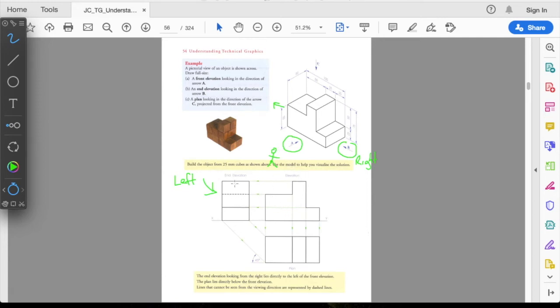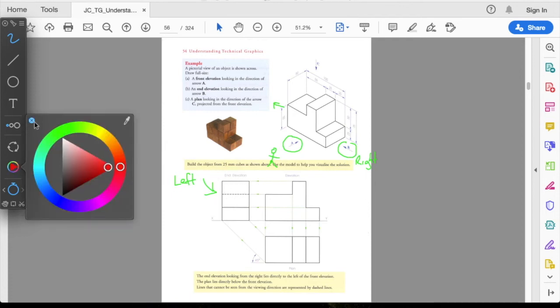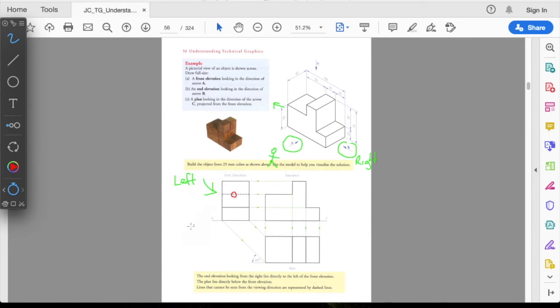Now, the other thing I want to talk about is this line here. So this line here is what's called hidden detail. So that line there is called hidden detail. And what that means is that it's part of the shape, but you can't see it. So let's just write this in so we have it written down. So hidden detail.